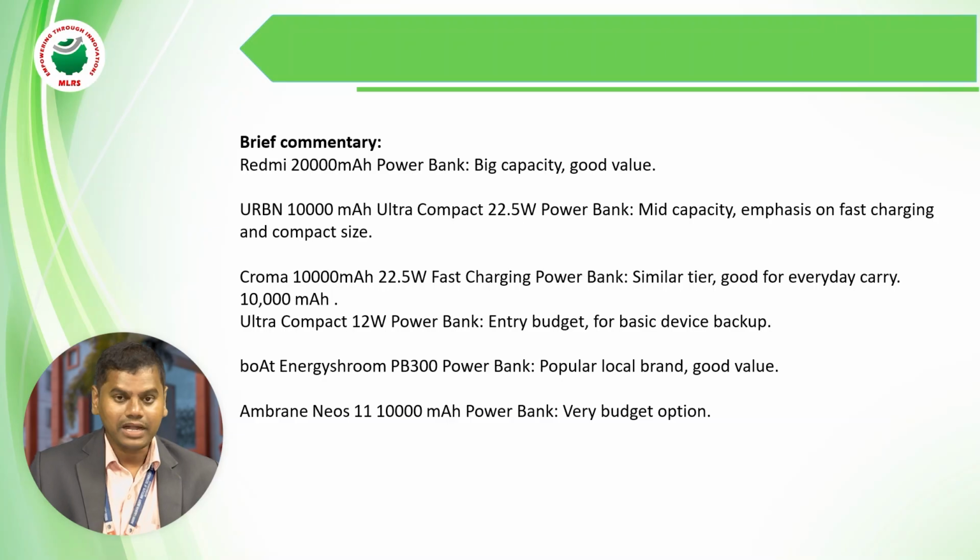And next, Chroma 10,000 milliampere hours. So it is 22.5 watts fast charging power bank. So it is only for the power banks fast charging. So similar tier, good for everyday carry. So 10,000 milliampere hours. And next, ultra compact 12 watts power bank. So it is entry budget for basic device backup.